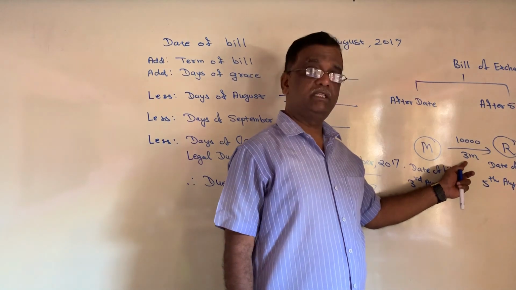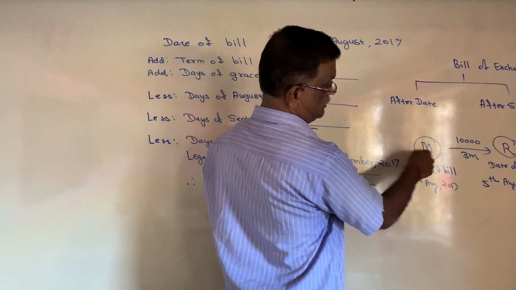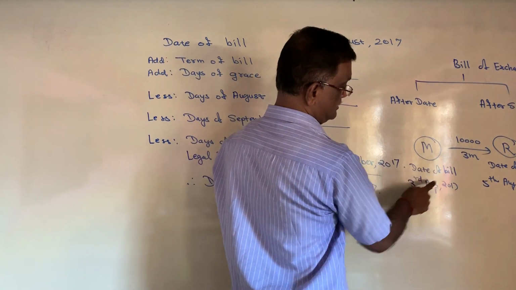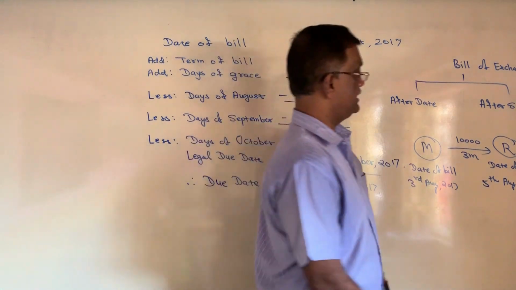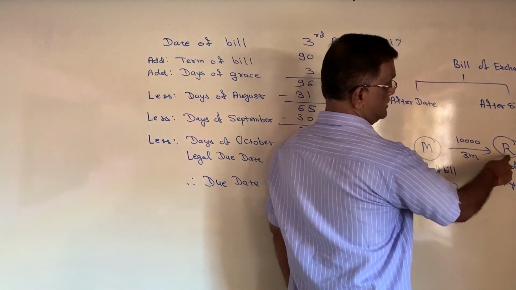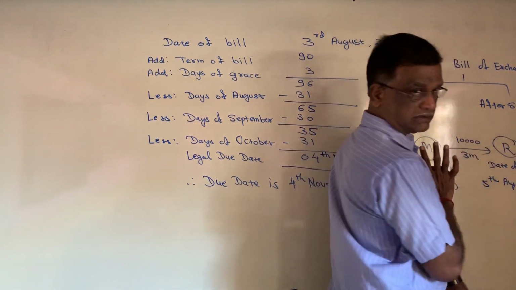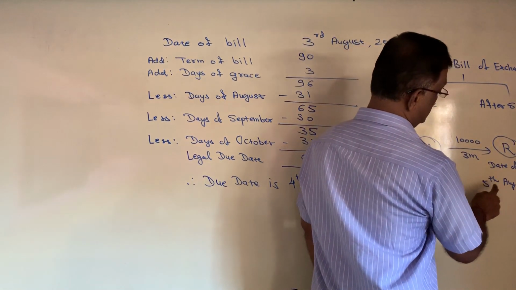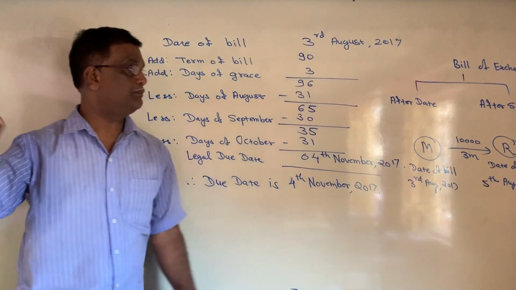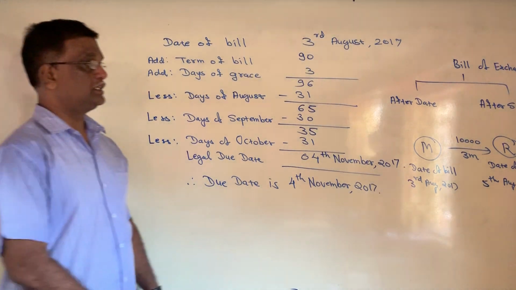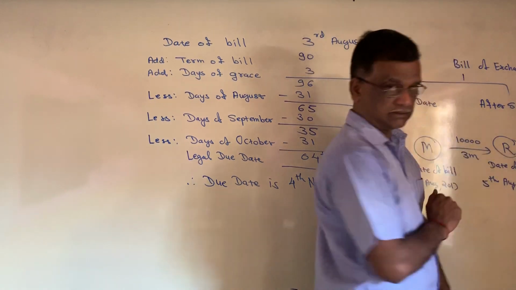Term of bill can be in the form of months, it can be in the form of days. The day on which Mahesh draws the bill is called date of bill. 3rd August 2017 is date of bill. And then the day on which drawee accepts this bill, that is called date of acceptance. Suppose on 5th August 2017 Rohit accepted the bill. He wrote the word accepted and put his signature on that bill. So that is called the process of acceptance, and that date is called date of acceptance.